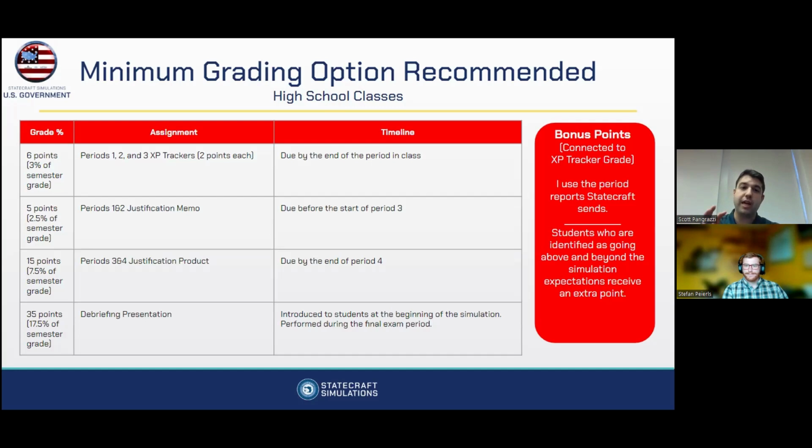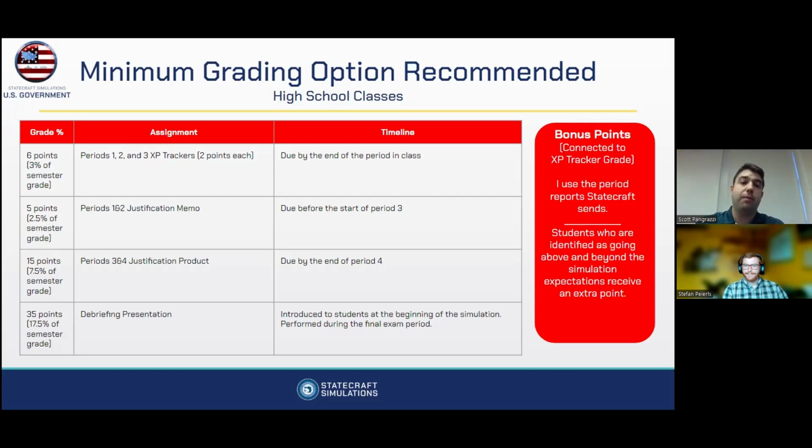So if the justification memo is an internal consideration of the choices that you made, the justification product is an external way to show how students might be working outside of the game. So if you're a member of Congress and you've had frustration getting other members to do certain things for you, maybe you can introduce a law and write up a brief overview of what you would want Congress to be able to do.